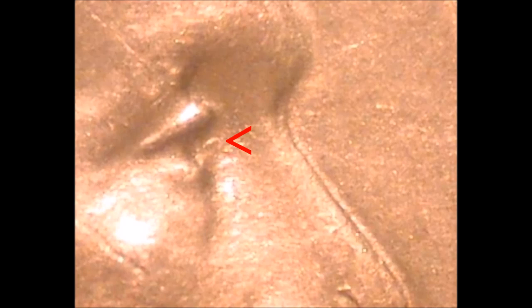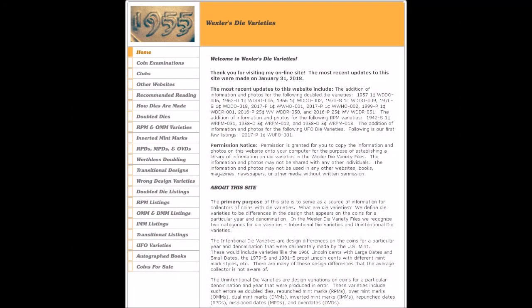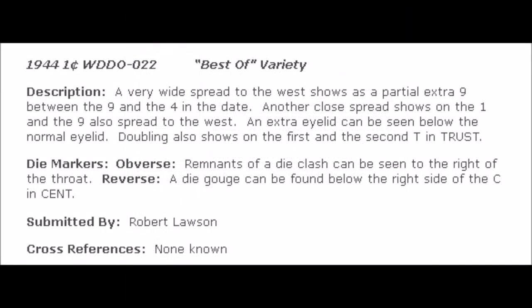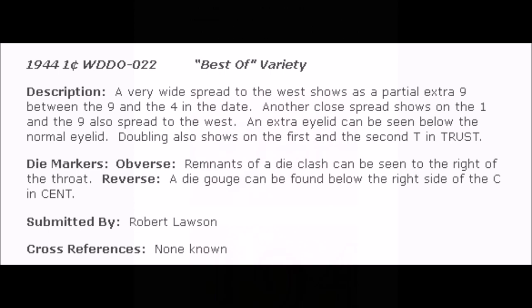Now, there are some other die markers, and if you'd like to see those die markers and find out more information on this, I will post a link down to doubledie.com, which is John Wexler's website. This coin is listed on his website, so I will just post a link to that listing so you can look this up for yourself. But John Wexler does have this listed.